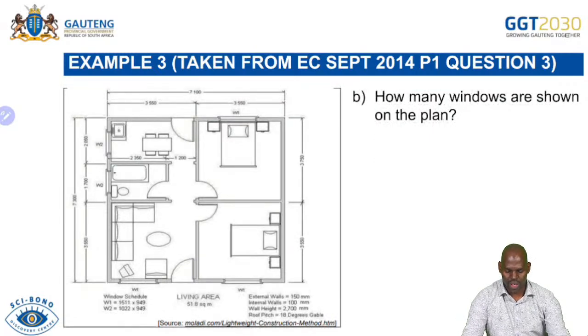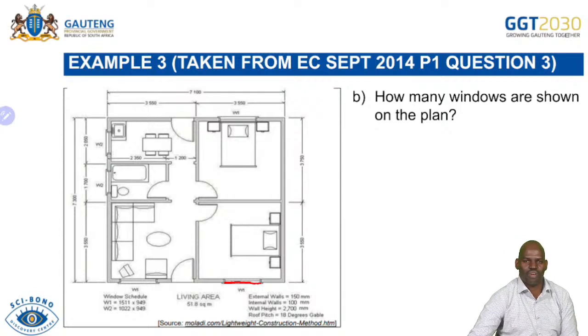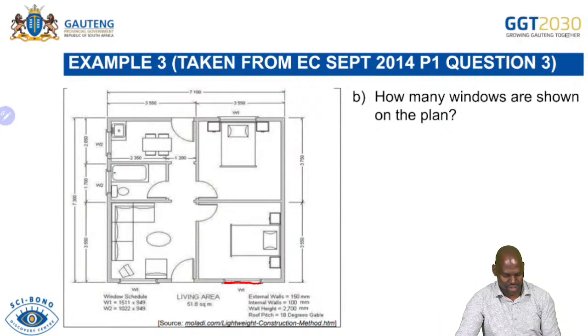Then the next one is how many windows are shown on the plan. So now we need to count the number of windows. Remember, we need to know the symbols that are used for windows. In this case, there we've got a window. So boys and girls, you must always check. In most cases, you'll find that each and every room has got a window. So you must check if that is the case.